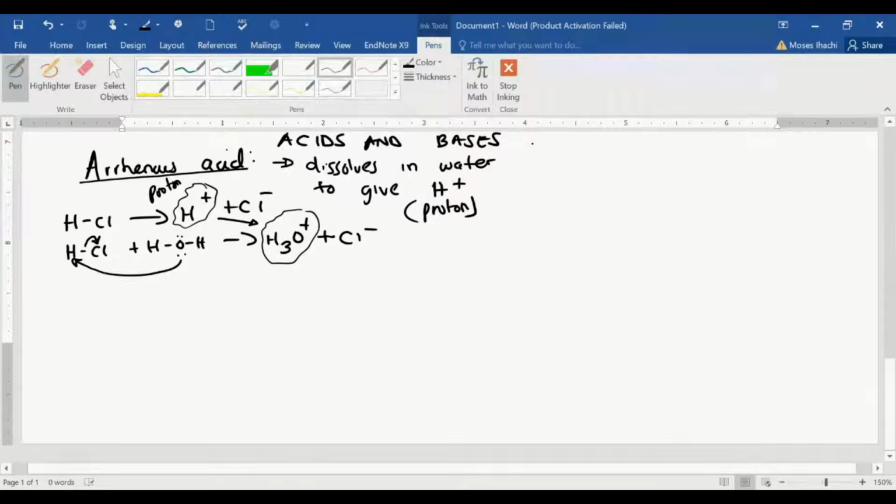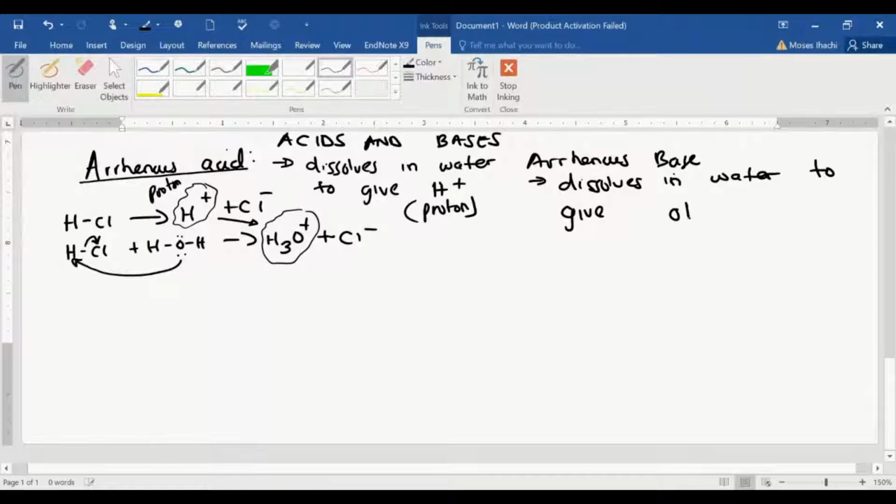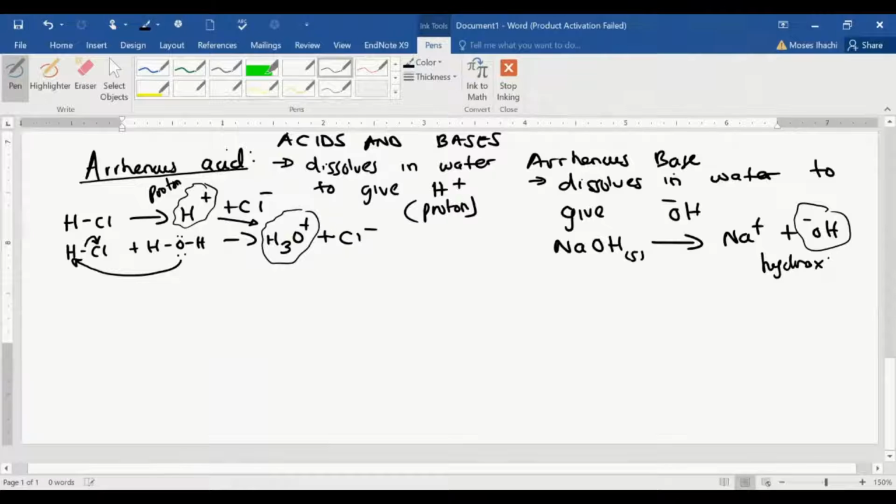Now, for the Arrhenius base, that's going to be a chemical, or compound, that dissolves in water to give OH minus. For example, you put sodium hydroxide solids in water, you're going to get Na plus and OH minus. The OH minus is called hydroxide. So that's evidence for the base.